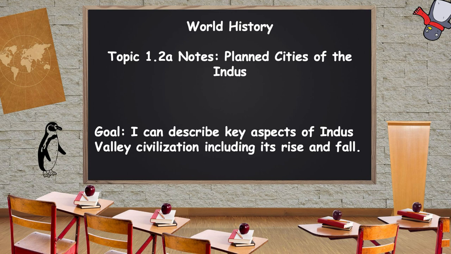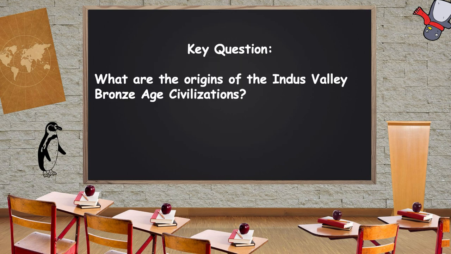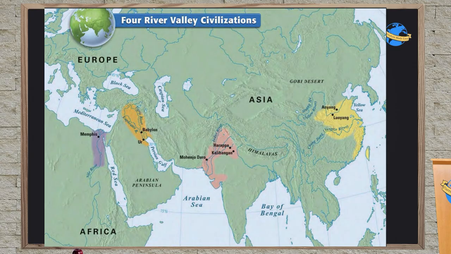Alright, let's get started. The first key question we're going to attack here is what are the origins of the Indus Valley Bronze Age civilizations? That is, where did they come from, and why was this a good spot to start your civilization? Remember, the first four key areas that we see civilizations pop up in the world are all along River Valley.